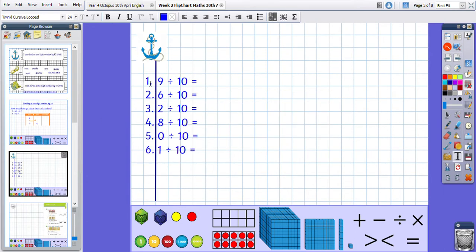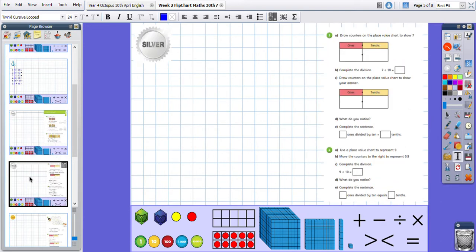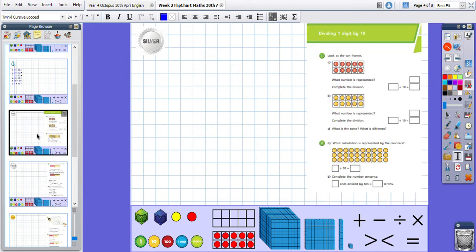You have 6 questions dividing a one-digit number by 10. If you need to draw a place value grid to help you, please do so and answer these questions in your book independently. For silver then today, you are looking at questions 1, 2, 3 and 4, and you are drawing counters and showing your understanding of counters in these questions.